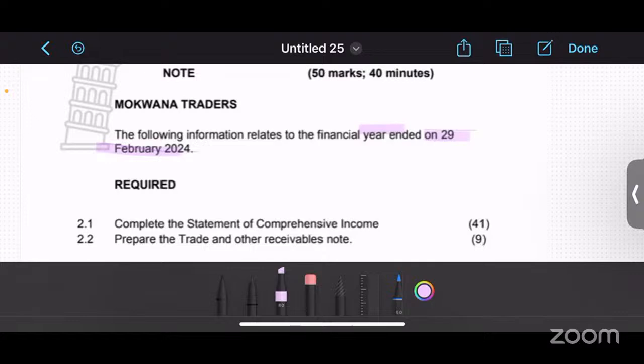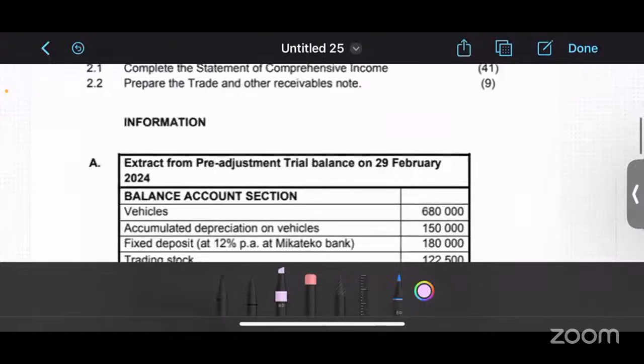And then when you go to trade and other receivables, remember if you have paid in advance, that means they technically owe you because you haven't received the services that you're supposed to receive for the money that you have paid, right? And this is what we're going to be doing today.